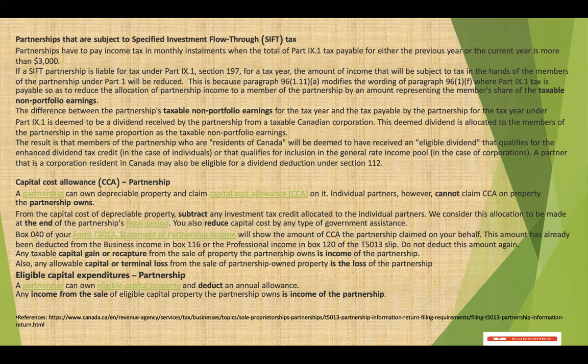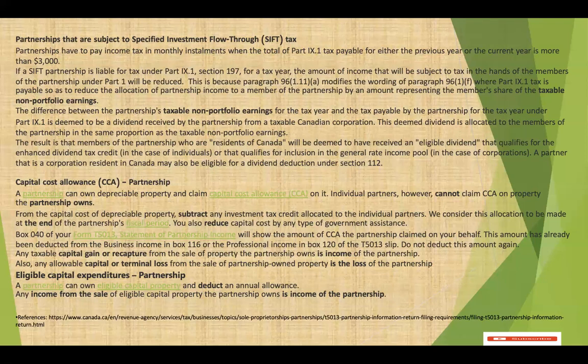So the difference between the partnership's taxable non-portfolio earnings for the year and the tax payable by the partnership for the tax year under Part 9.1 is deemed to be a dividend received by the partnership from a taxable Canadian corporation.